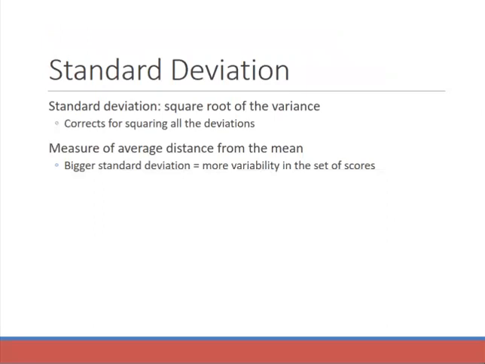Again, we don't really care about the average squared deviation from the mean. What we want to know is the standardized version, or the average deviation from the mean. That brings us back to our original scale and corrects for the fact that we had to square all of the deviations to get them positive. What the standard deviation really does is give us a measure of the average distance from the mean. A bigger standard deviation indicates that there's more variability in a set of scores, or they're more spread out.